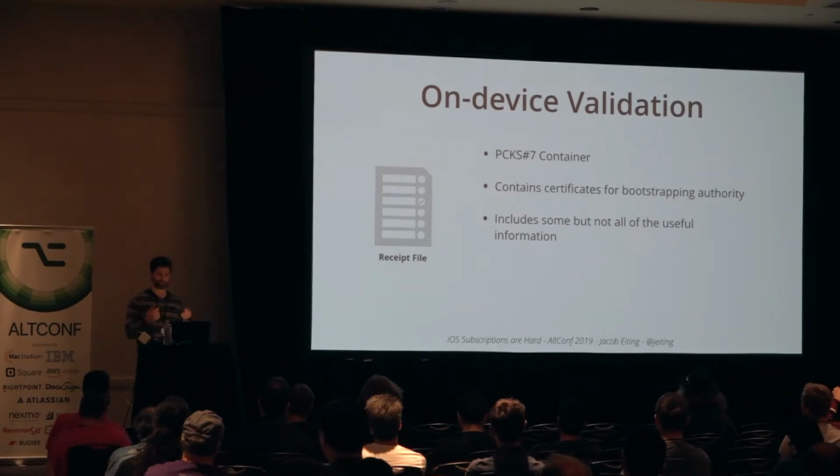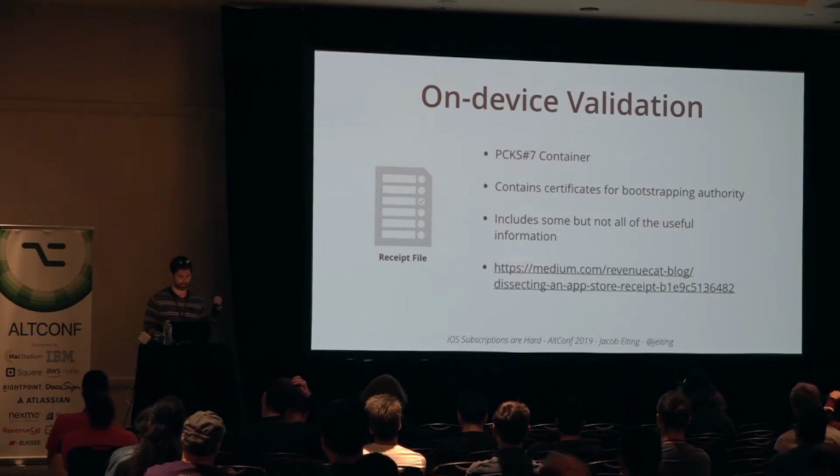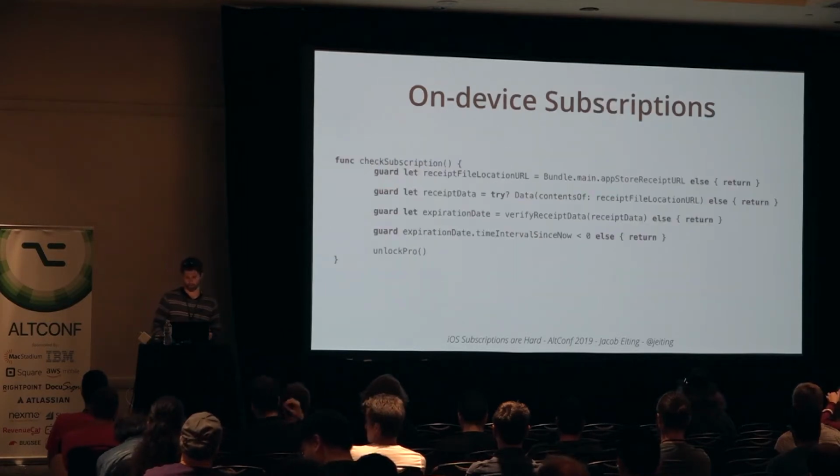Some of the issues, though, is it includes some but not all of the useful information. In recent iterations of StoreKit, they've stopped putting some of the more interesting data in there, like offers, I don't think, write to this receipt file anymore. But anyway, if you want to check this out, I also have a blog post on this, dissecting an App Store receipt. I go into what's actually in there and how you can actually pick it apart.